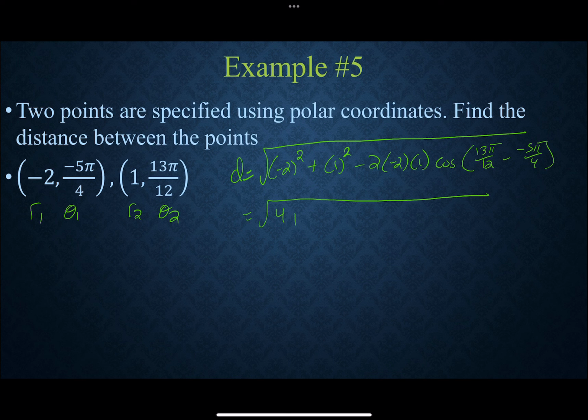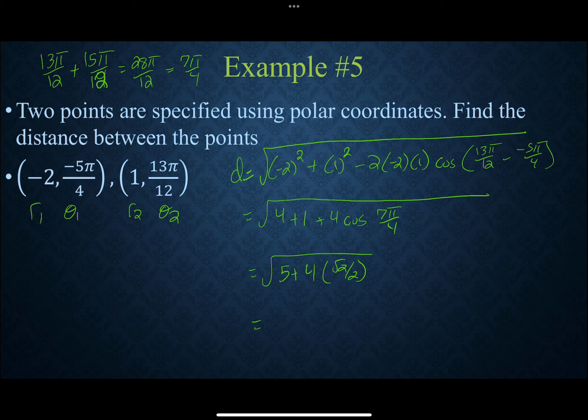So we get 4 plus 1 plus 4 cosine of, well, if we have 13 pi over 12, it becomes a plus 5 pi over 4. That's really 15 pi over 12 for a common denominator, so it's 28 pi over 12, which reduces by 4 to be 7 pi over 4. So we get 5 plus 4. Well, cosine of 7 pi over 4 is root 2 over 2. So we get the square root of 5 plus 2 root 2. And we're leaving it in that format right there.